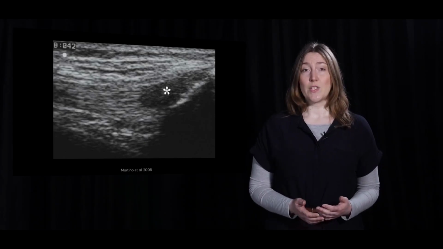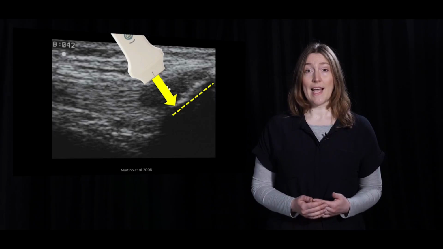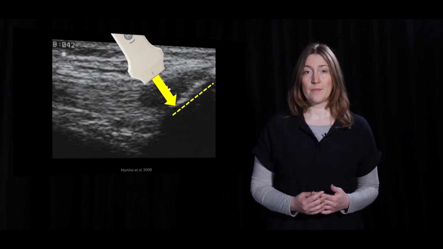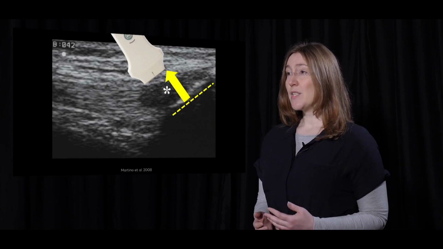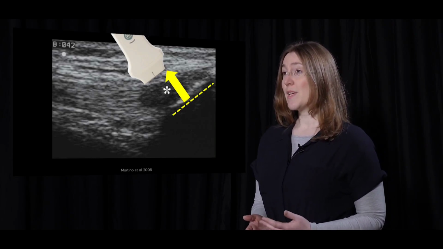To solve this situation and to avoid anisotropy, one should move the transducer in a way that the angle of incidence is perpendicular to the scanned tissue. After which, the ultrasound beam reflects back to the transducer and all information is processed by the system.